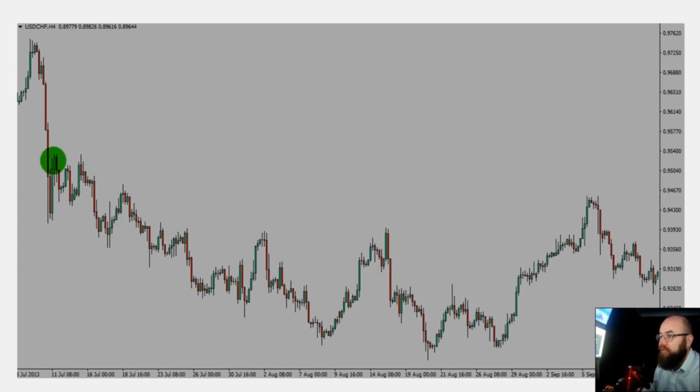Double bottoms, so this time we have a downtrend, the swings are coming down like this, swing low, swing low. They're very similar. Here's the support area. So looking at the downtrend, there's lower highs, there's lower lows, prices coming down. We have a double bottom here.